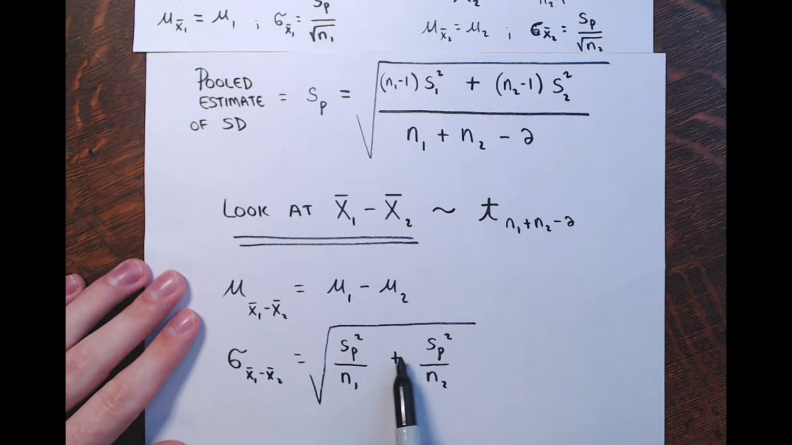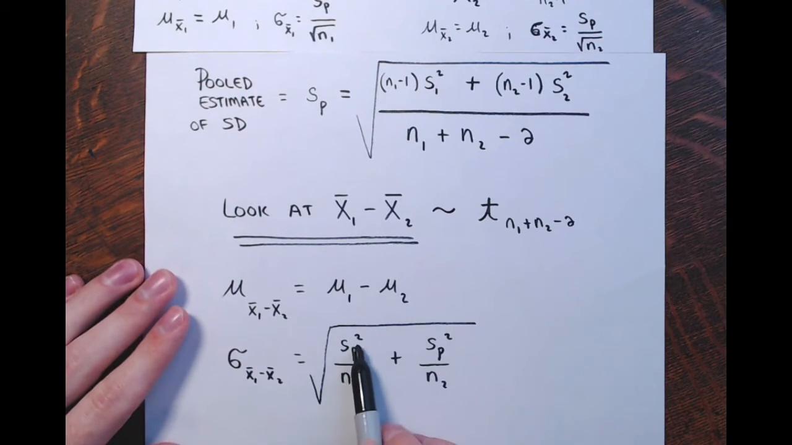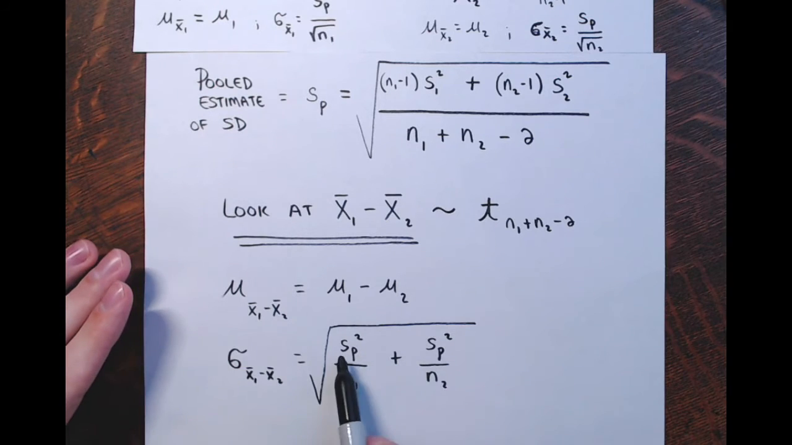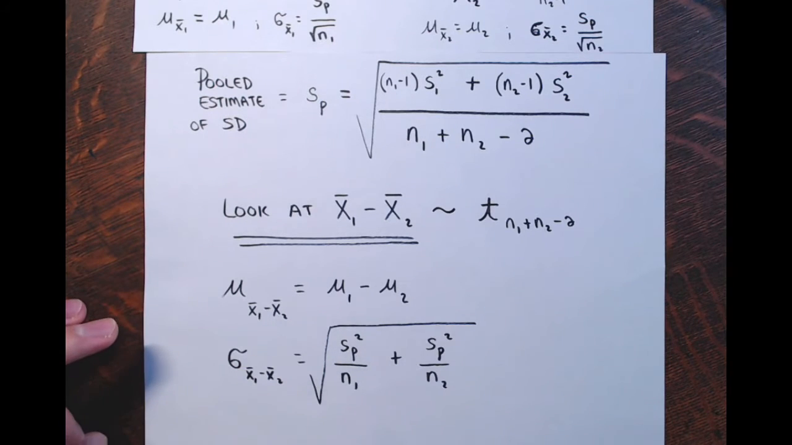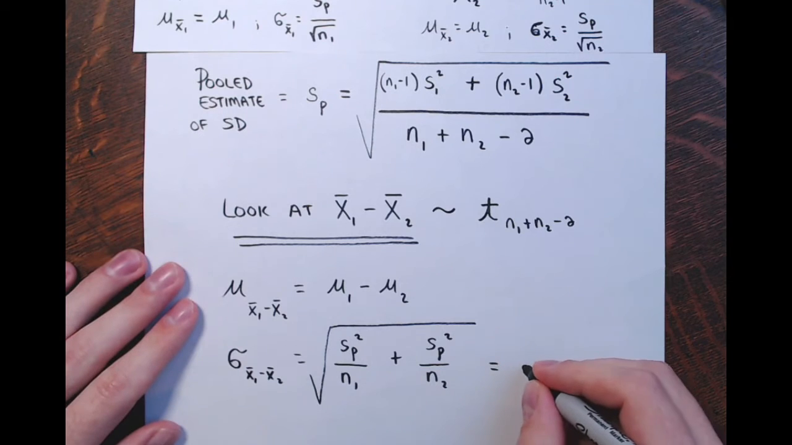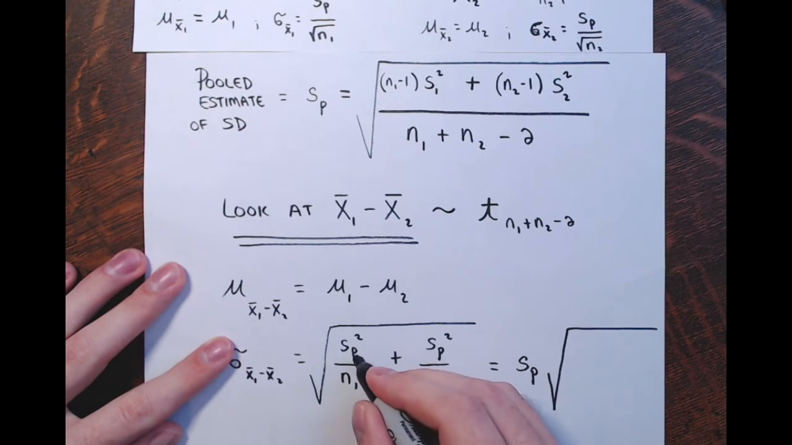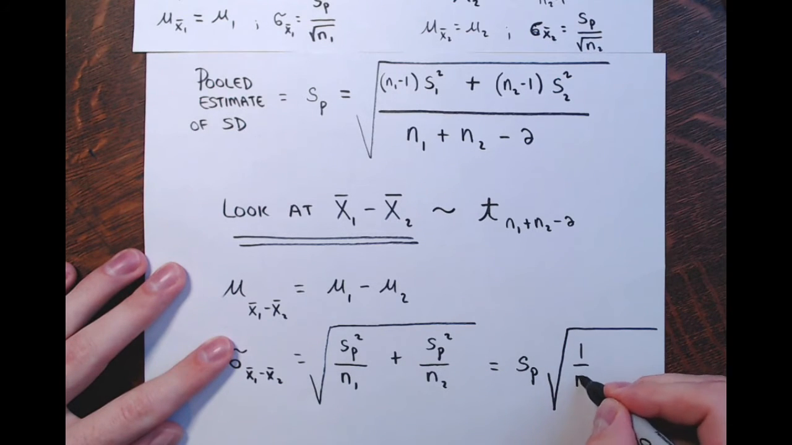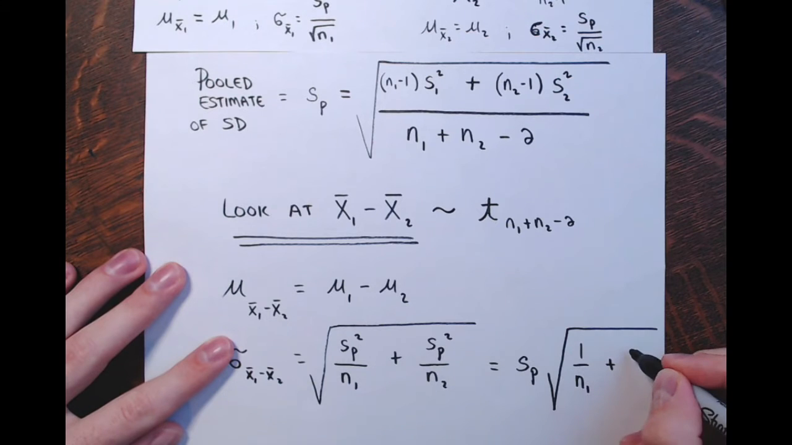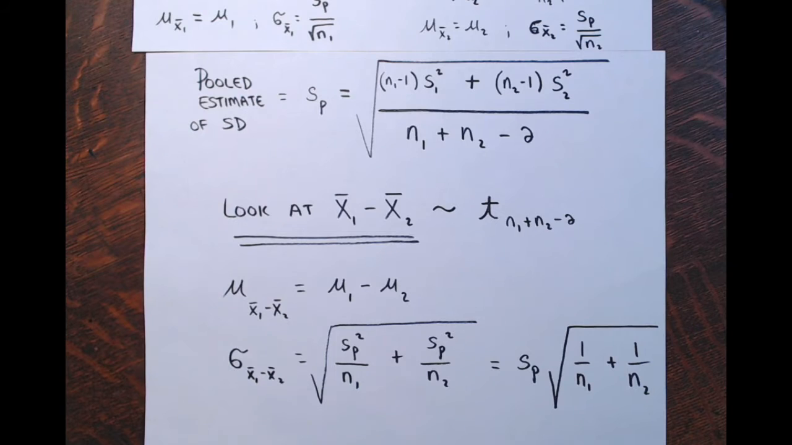Now, something you may notice is that both these terms now have this pooled standard deviation squared in common. So I could factor that out, and then the square root of sp squared would just be sp. So you can have sp on the outside, and if I factor that out, then I'll have 1 over n1 plus 1 over n2 inside. So you might be seeing this instead as the standard deviation for the difference in sample means, x1 bar and x2 bar.